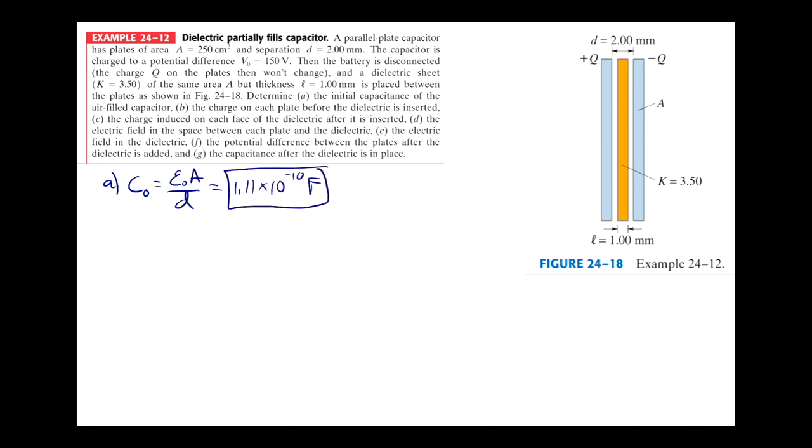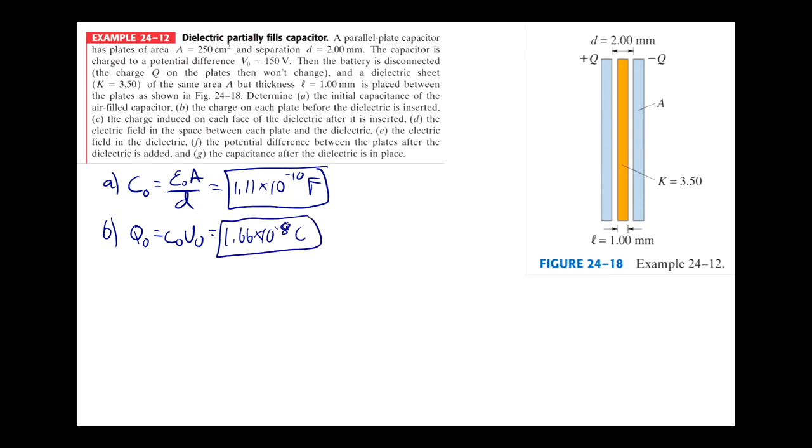Part B says the charge on each plate before the dielectric is inserted. So, well, that is Q naught is equal to C naught V naught. We have all of those numbers. That should be 1.66 times 10 to the something I can't see. I think it's 10 to the minus 8.